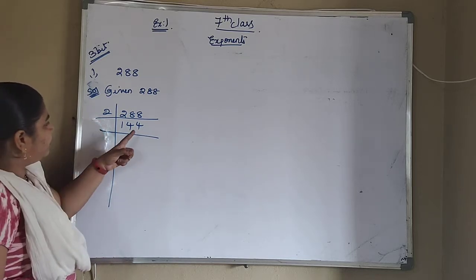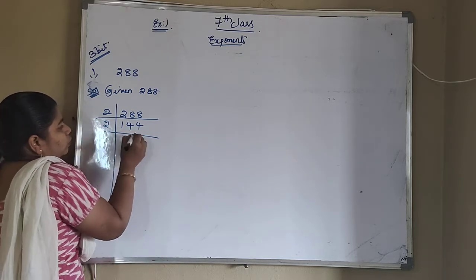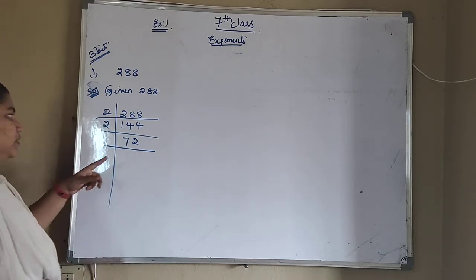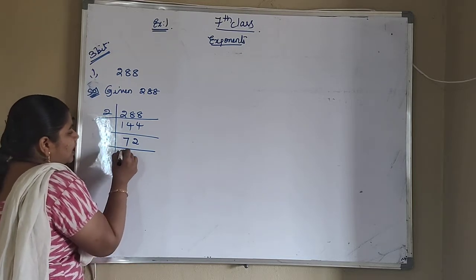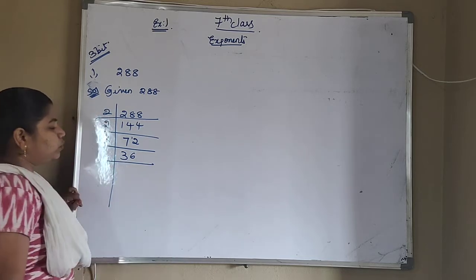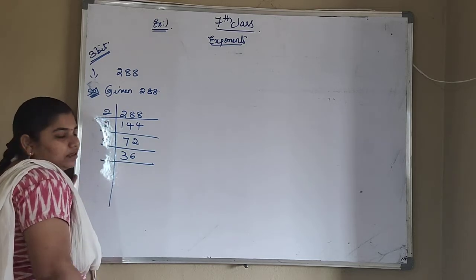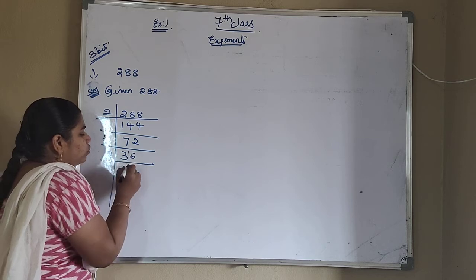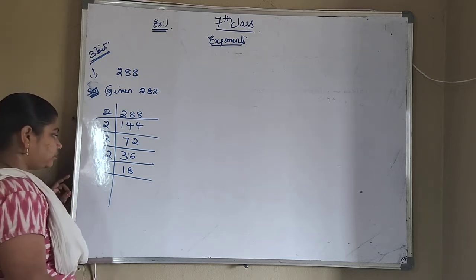Now again 4 is an even number, so again it will go in 2 table. 2 sevens are 14, 2 twos are 4, 2 72s are 144. Now again this 2 is an even number, so again it will go in 2 table. 2 3s are 6, 1 will be remaining, 2 6s are 12, so 2 36s are 72. Now 36, 6 is an even number, again it will go in 2 table. 2 ones are 2, 2 8s are 16, that is 2 18s are 36.